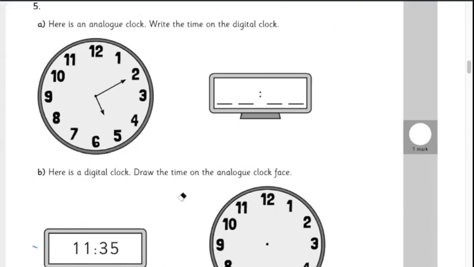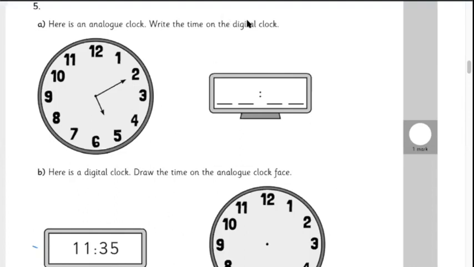All right, so with 5B, here is a digital clock. Draw the time on the analog clock face. So here's our analog clock. Oh, hi, Elodie, you've just joined us. How you doing? Good. Okay. Elodie, have you got your paper? Yeah. Okay. Good. All right. So, right, everybody's muted. Lovely.